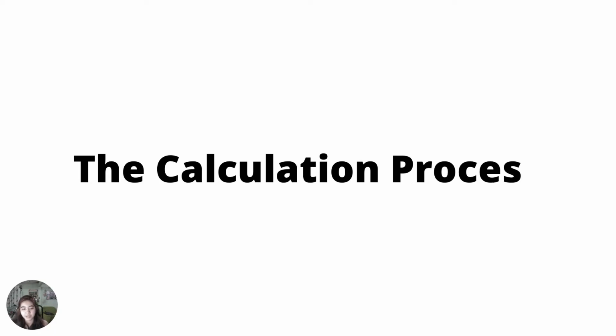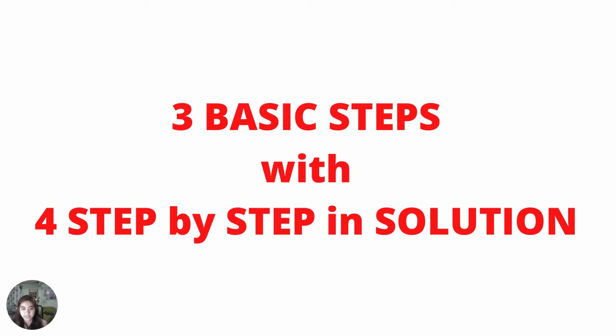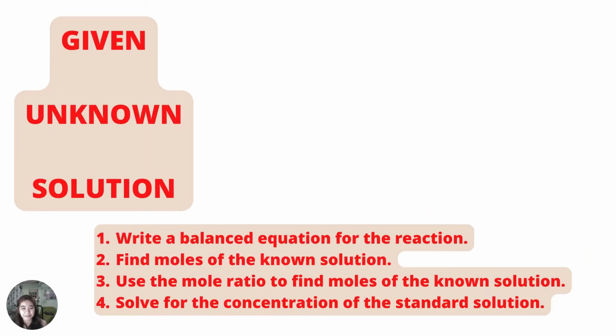The calculation process. I have here three basic steps with four step-by-step parts in the solution. What is this? The three basic steps are the given, the unknown, and the solution. Under the solution, we have four steps. One, write a balanced equation for the reaction. Second, find moles of the known solution. Third, use the mole ratio to find moles of the unknown solution. And last, solve for the concentration of the standard solution.